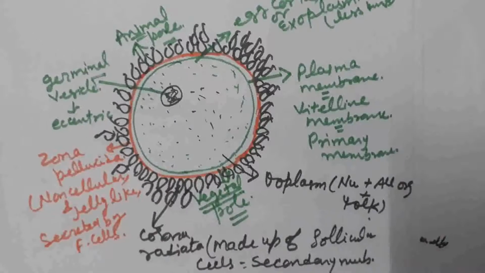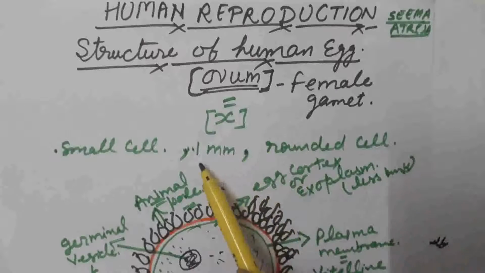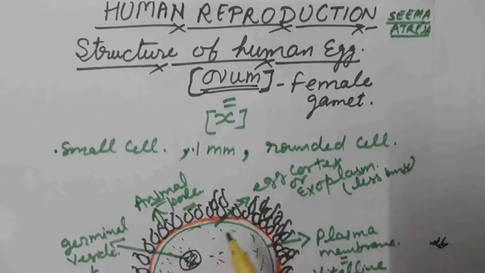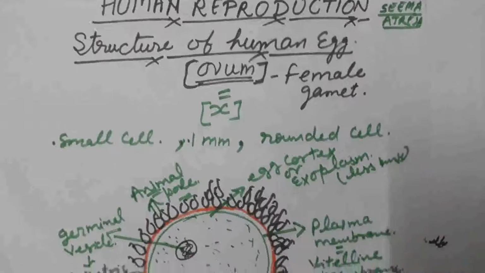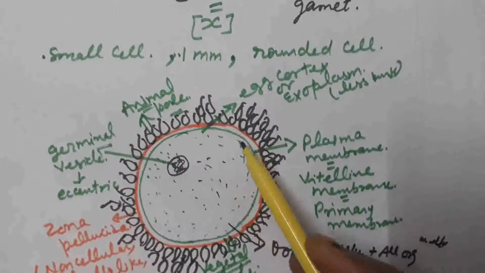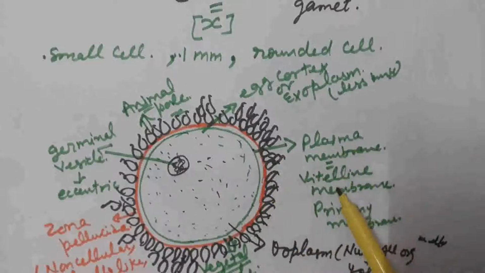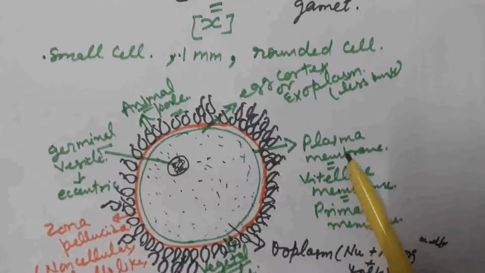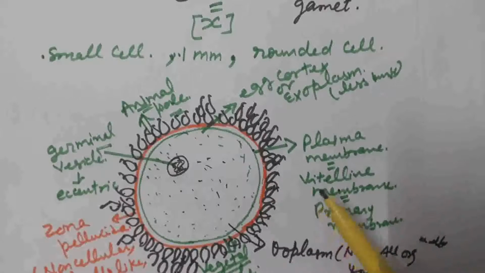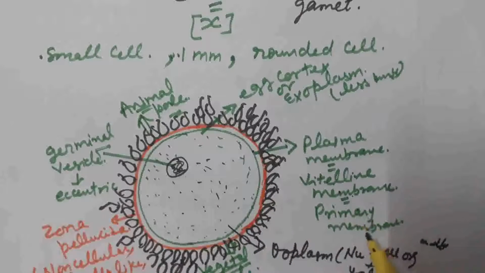So this is the structure of the human egg. It is a small cell, about 0.1 mm in size, a rounded cell. It consists of three layers. The first layer, the plasma membrane, we also call the vitelline membrane. This plasma membrane or vitelline membrane is secreted by the egg cell itself, so we call it the primary membrane.